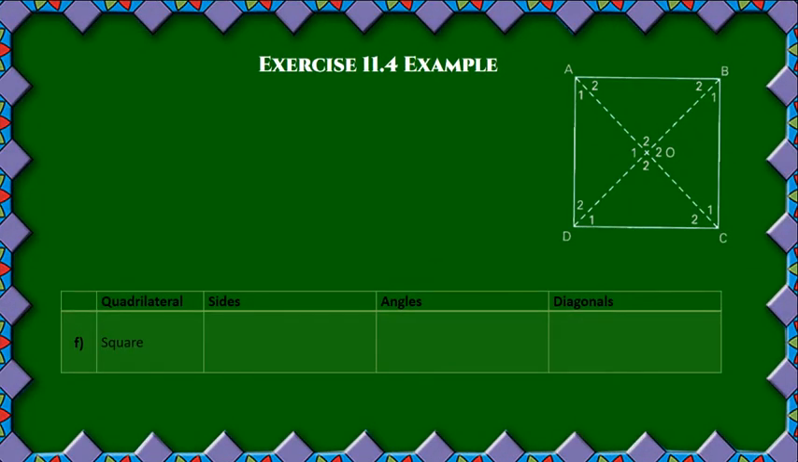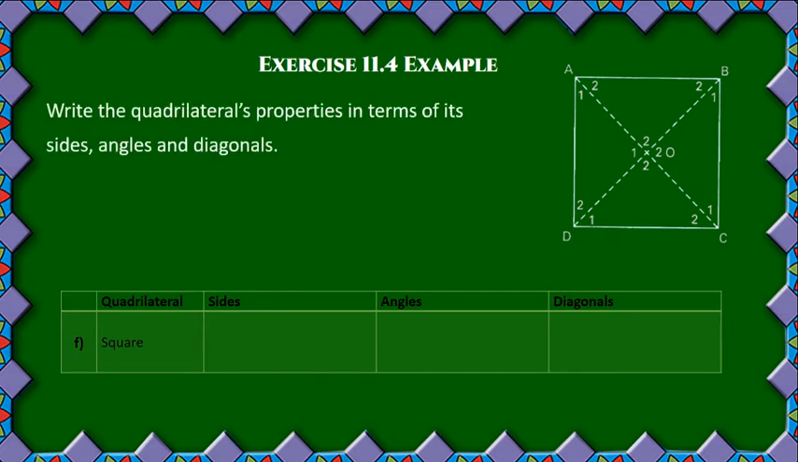Next, we're going to look at an exercise that you need to do in exercise 11.4. So this is just an example of one of the shapes. Now the question says to write the quadrilateral's properties in terms of its sides, angles, and diagonals. Now in this example, we have a square. So first off, we're going to start with the sides. Now we need to see what its properties are.